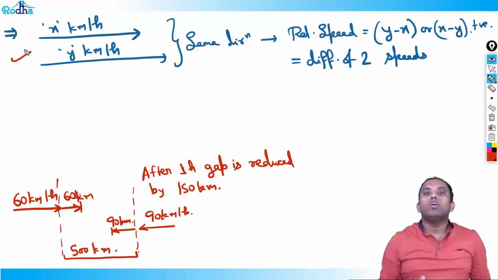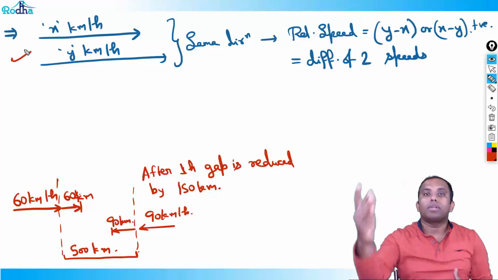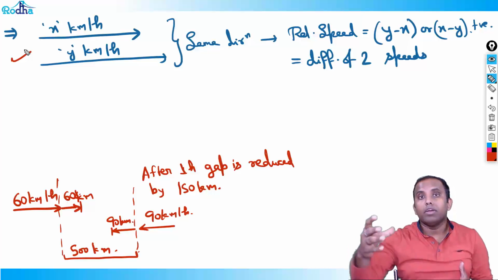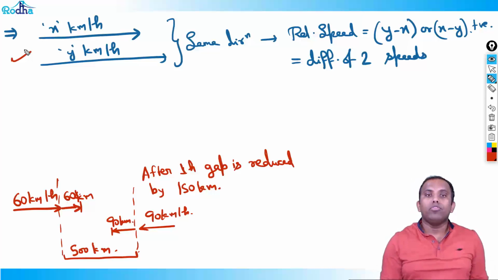Okay, this is the meaning of relative speed. Relative speed means with respect to a moving object. If it is with respect to a stationary object, then that is the actual speed. Right? This is the meaning of relative speed.